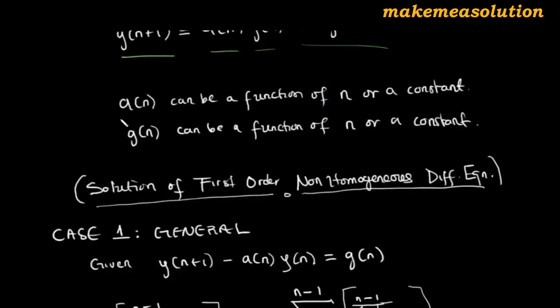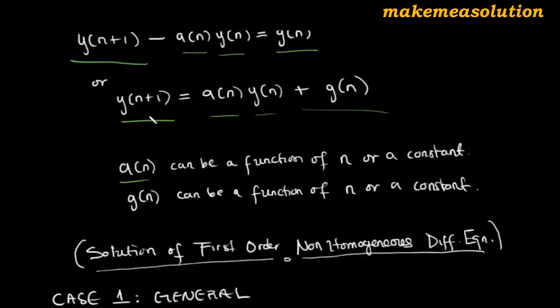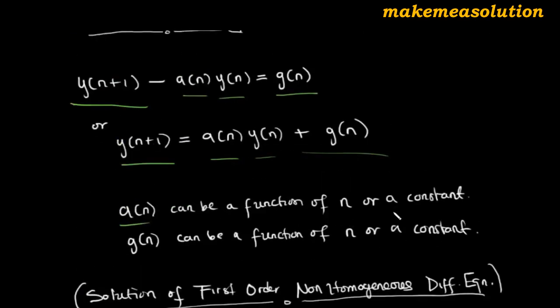Is that okay? Now a of n can be a function of n, or a of n can be a constant. Okay, this a of n that you're seeing here can be any function of n. It can be 2 raised to the power of n, it can be n plus 1, whatever you want it to be. Or at the same time, it can be a constant, like 2, 3, 4, and so on and so forth. Is that okay? Now secondly, g of n can also be a function, or it can be a constant.